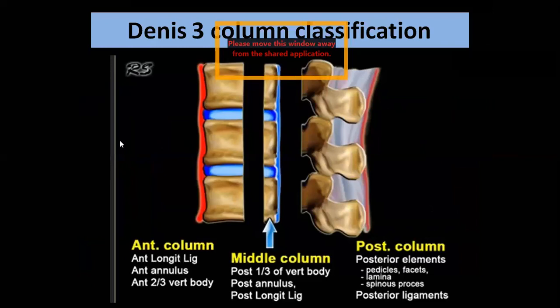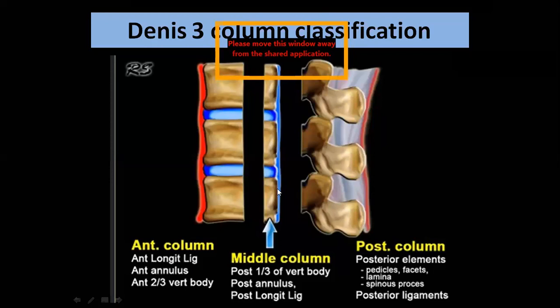So what is the Denis classification? It is based on the three column concept. The spinal column is divided into three columns: anterior column, middle column, and posterior column. The anterior column includes the anterior longitudinal ligament, anterior annulus, and anterior part of the vertebral body. The middle column consists of the posterior part of the vertebral body, posterior part of the disc, and posterior longitudinal ligament.